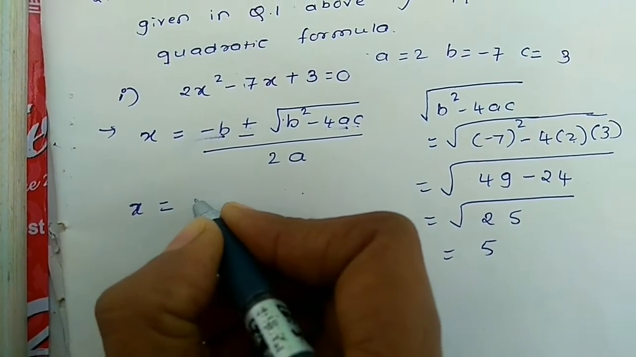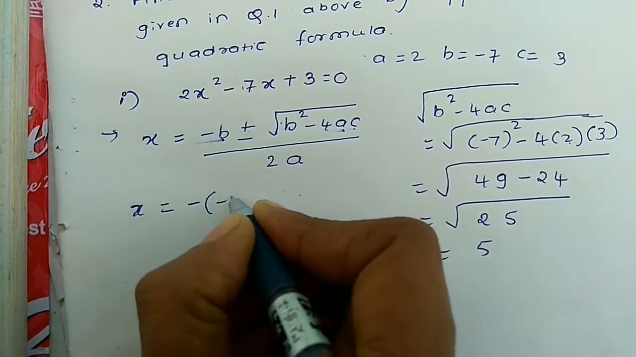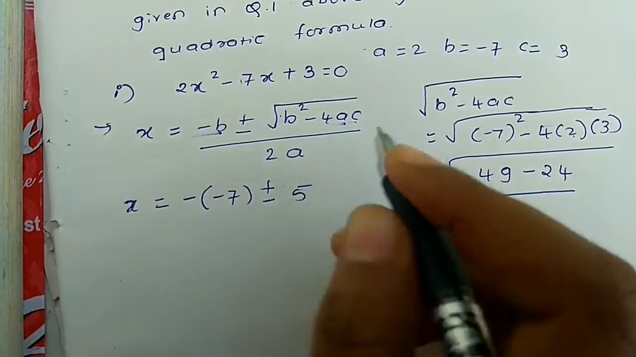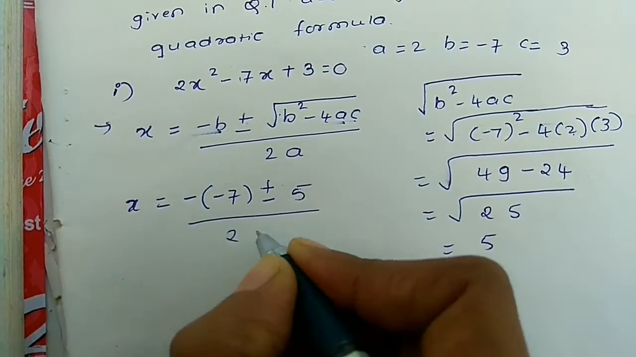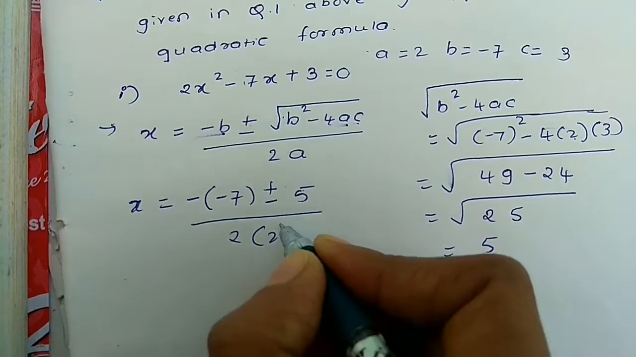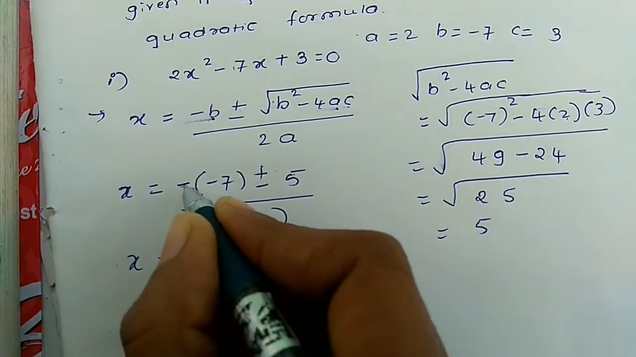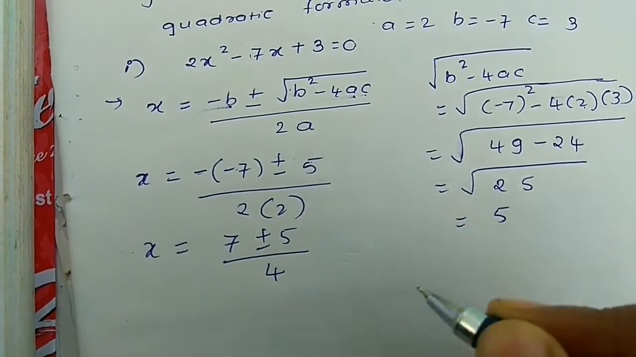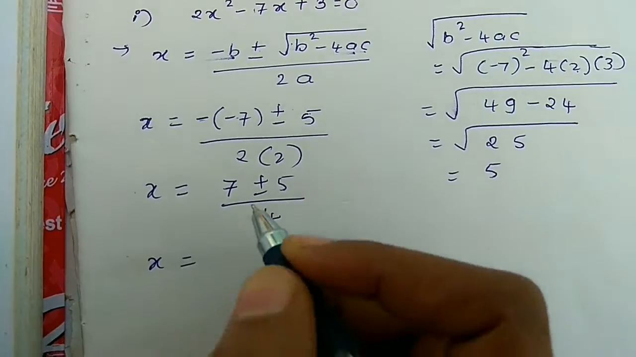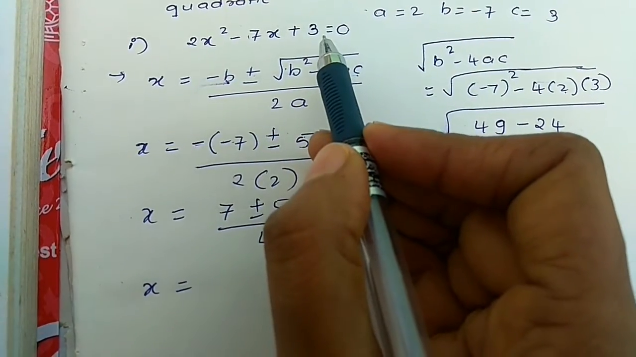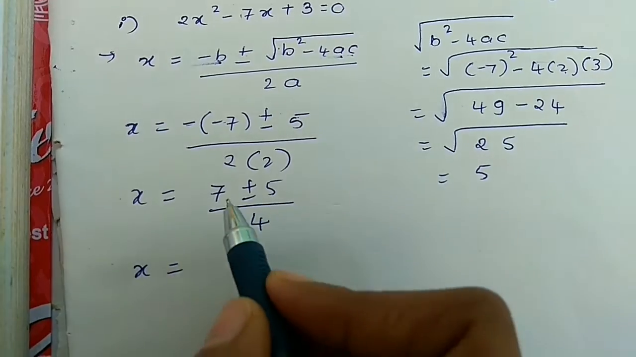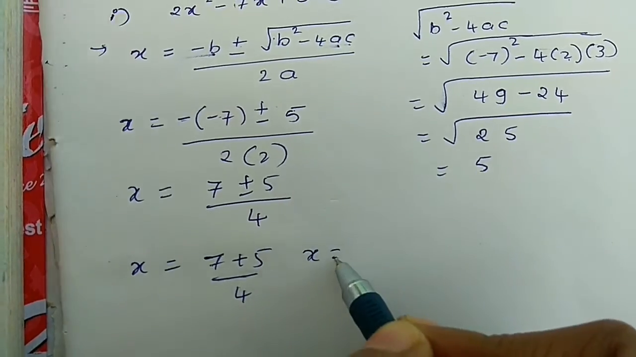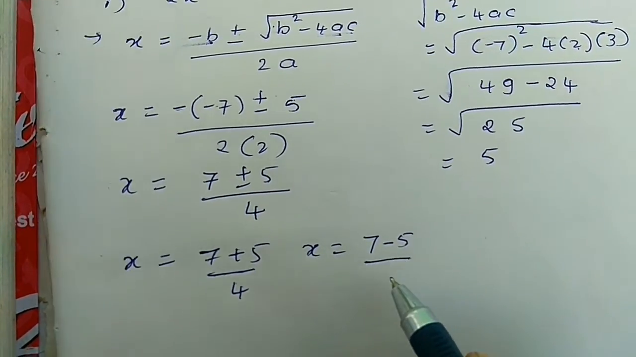You can solve like this and put it here, or otherwise you can do it directly here also. So x equals minus b; b is minus 7, so minus minus is plus, plus 7, plus or minus 5, already I have done here, whole divided by 2 into a. a is 2, so divided by 4. Since it is a quadratic equation, you will get 2 roots: one is 7 plus 5 divided by 4, and one more is 7 minus 5 divided by 4.